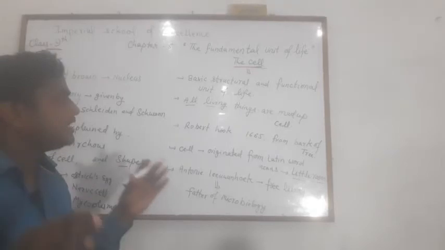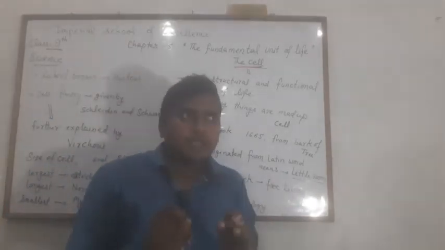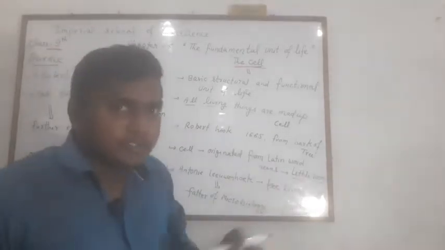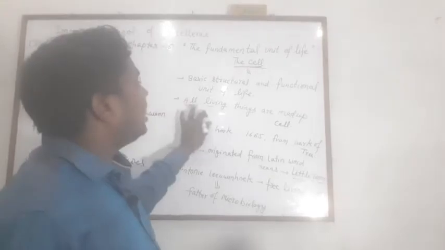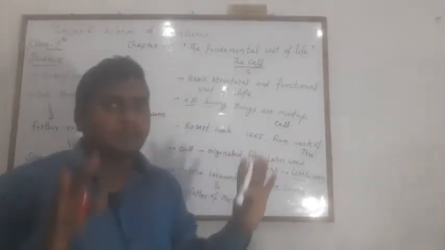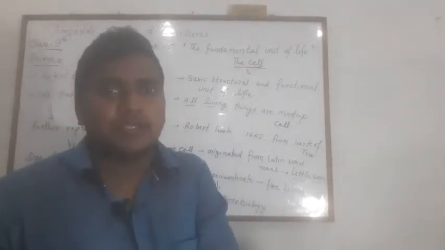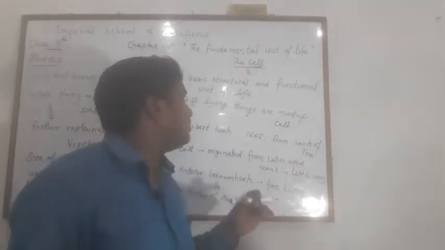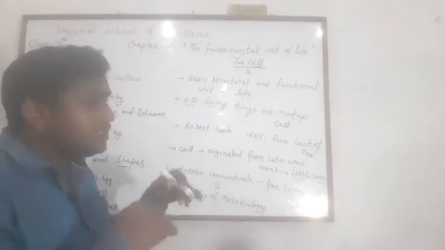Okay. In another word, we can say that every living thing in this universe is made up of a very fundamental basic unit which is called as cell. So all the living things are made up of cell. Every living thing, whether it is plant or animal, is made up of cell. Okay, now who discovered this cell?